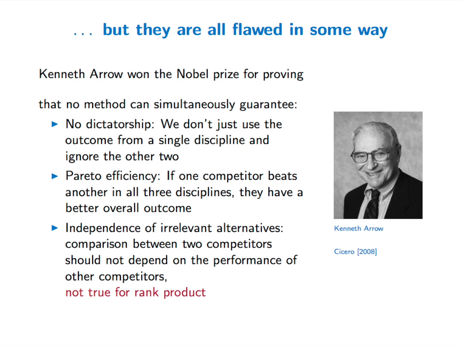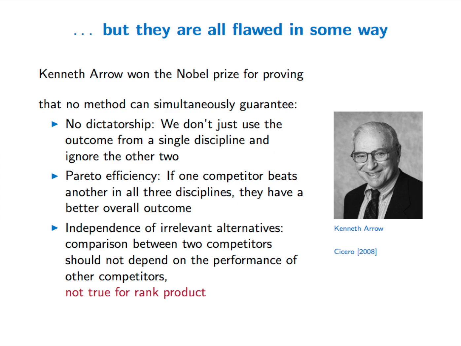We should have no dictatorship. In terms of the sports ranking application, what that basically means is that we should not use the outcome of one single sports event to choose the winner of the overall competition, ignoring what happens in the other two events. The result should be Pareto efficient, and that more or less means that if one competitor outperforms another in all the events, then they should get a better overall outcome.